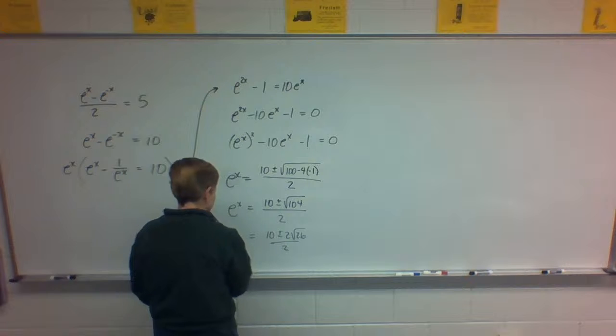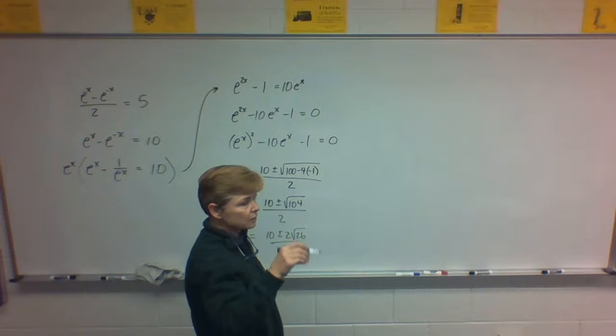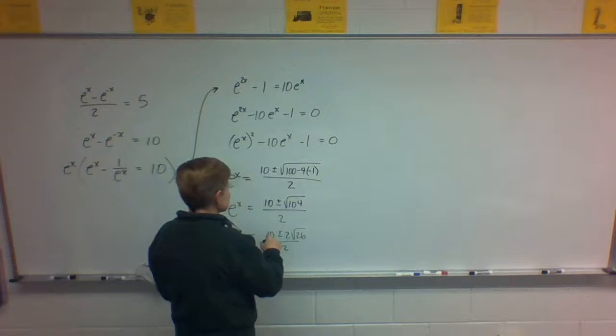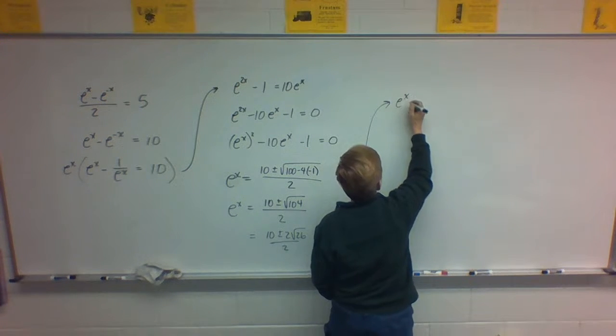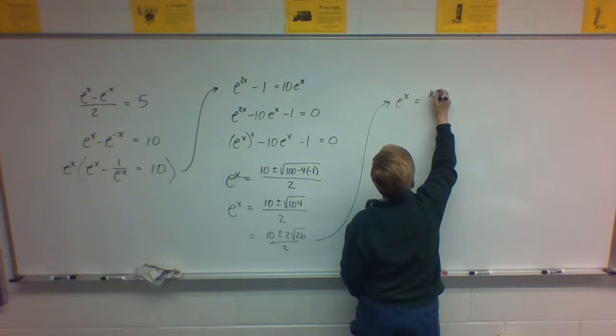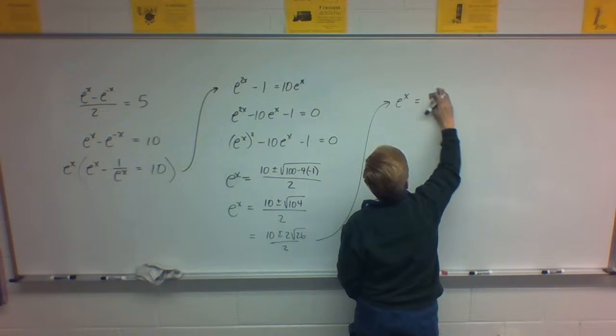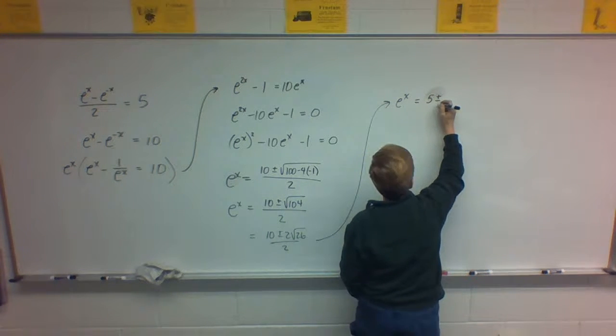Do you agree with that? Because 104 is 4 times 26. You would find that if you prime factored. Take a 2 out of everything, and I now have that e to the x, not x. You're not done here. e to the x is equal to, not 10, 5 plus or minus the square root of 26.